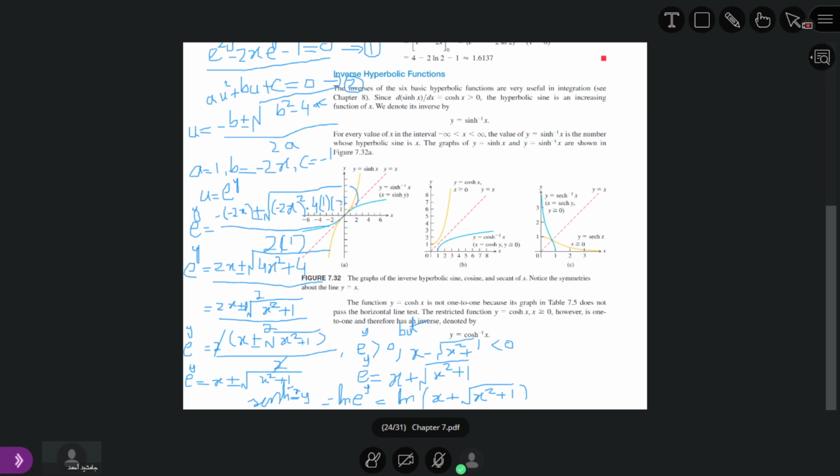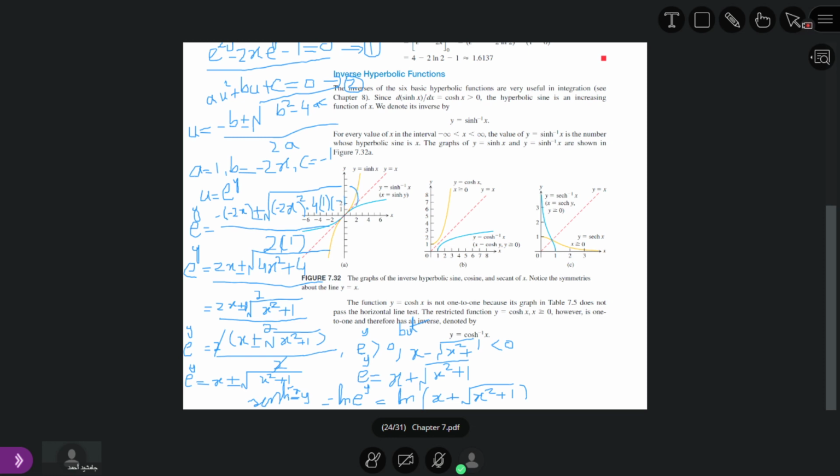Now from inside we take 4 as common, so we get 4 times x square plus 1. What is the square root of 4? It is equal to 2. That is why we get 2 outside. So 2x plus minus 2 into square root of x square plus 1, divided by 2. So 2 will be cancelled with the 2. We get e power y equal to x plus minus square root of x square plus 1.